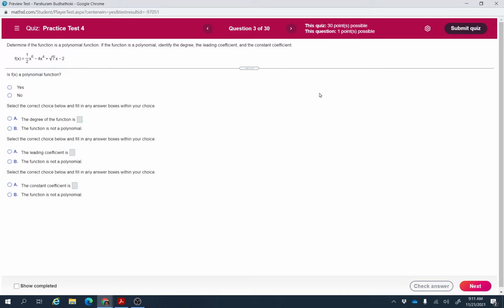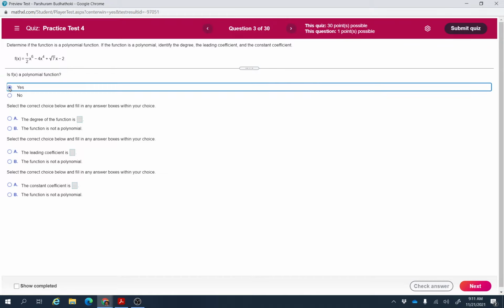Okay, so the next question is to determine if the function is a polynomial or not. To find that out, you just look at the exponent of x. If it's a positive integer, it's always a polynomial. You don't care about the coefficients. So yes, it's a polynomial because the exponents of x are 6, 4 and 1, and there is a constant term. A constant term is fine.